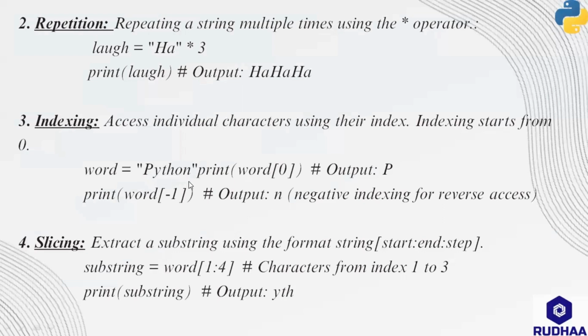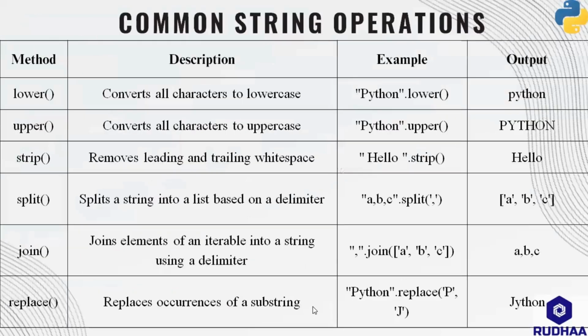So this is the word. So position 1, you have y, position 1, position 2 and 3. So YTH is a substring that will be printed as the output. So this is called as slicing.